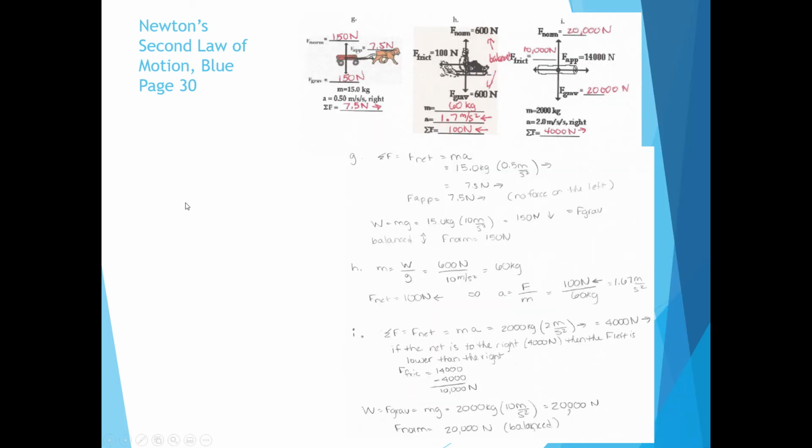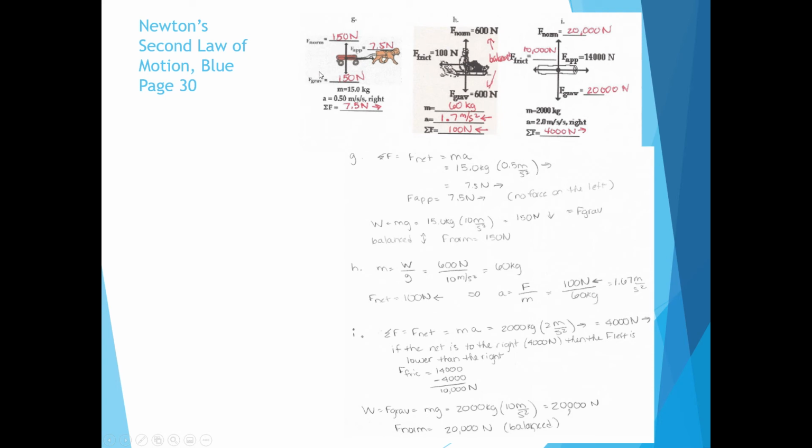Okay, so the last row. So G, we were not given any of the forces on the free body diagram, but we were given mass and acceleration. So the first thing we can calculate is the net force, which is equal to mass times acceleration. So 15 times 0.5, we're going to end up with 7.5 newtons to the right, the same direction.